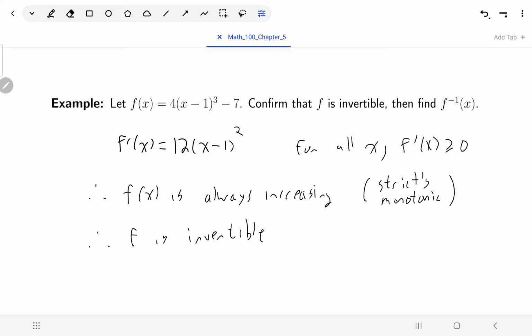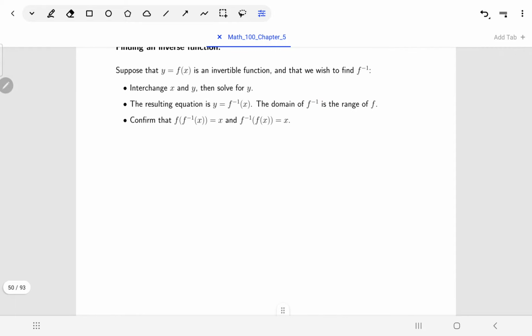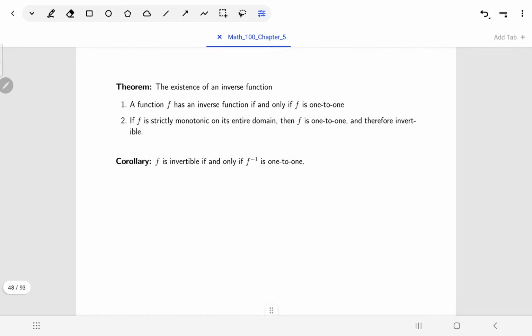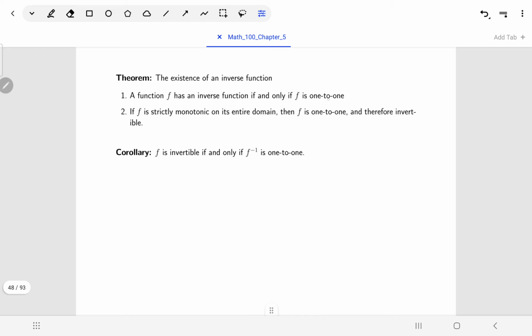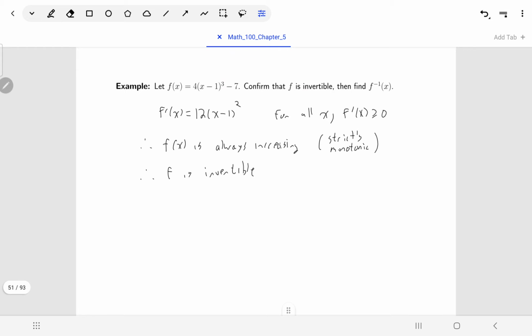And if it's strictly monotonic, then therefore we know that f is invertible. And that is courtesy of the previous theorem. Remember that we had two parts to that theorem. One was that our function had an inverse if and only if it was one-to-one, but we also had that if our function is monotonic, it is one-to-one and therefore invertible. So here we showed that our function was always increasing. It was strictly monotonic, so it's a one-to-one function. It is also invertible.